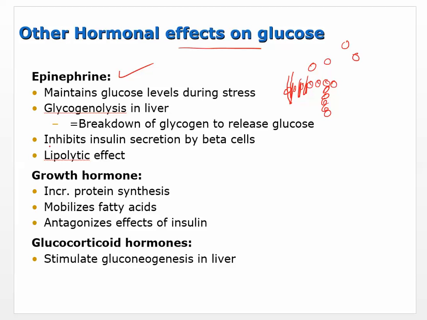Okay, and epinephrine also inhibits insulin. So not only is it mobilizing glucose from glycogen, but it's also telling the insulin, nope, I got this. So it reduces the insulin release, and so the insulin isn't out there to get rid of that glucose. Usually that's a short-lived, temporary thing.